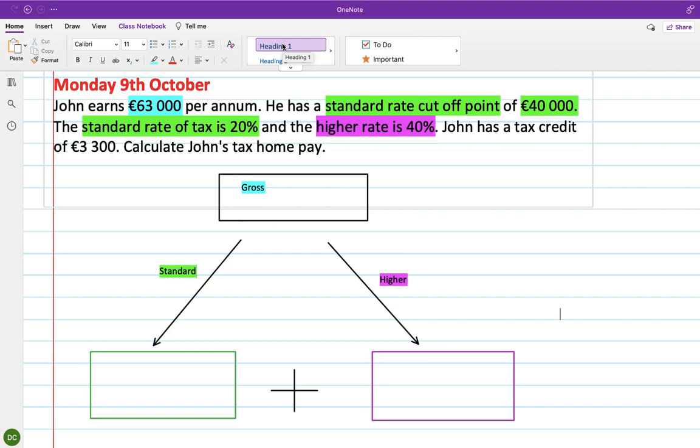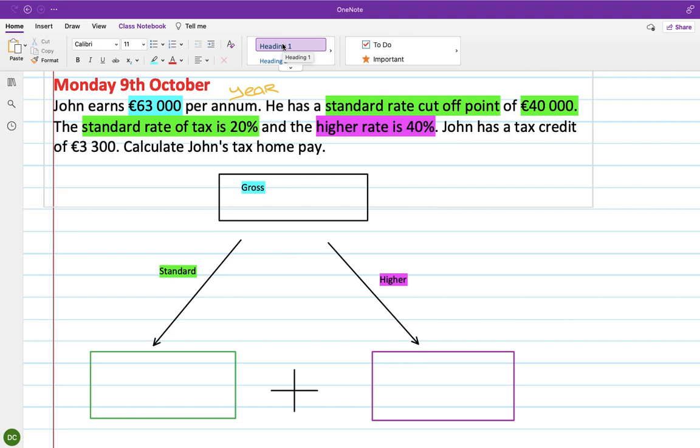John earns €63,000 per annum. Tell me again what annum means. Per year. He has a standard rate cut-off point of €40,000 and the standard rate of tax is 20%. I highlighted them in green because they go together. The standard rate cut-off point and the standard rate of tax.